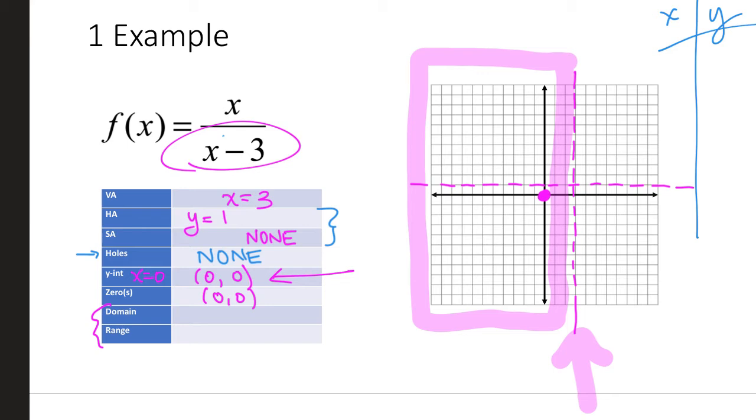I already have 1. So I'm going to go ahead and just pick another x value to try, like, oh, maybe 1. Wrong color. 1. If I plug 1 into the function, I get 1 over -2, or -1/2. 1, -1/2. So here's an extra dot.